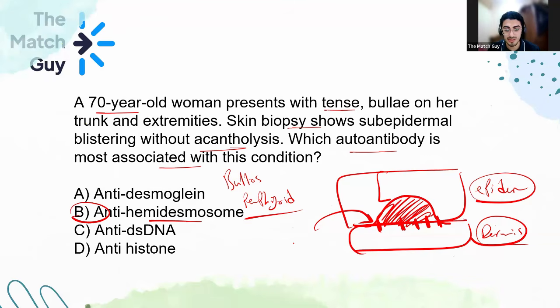And that's why this blister is very tense. It is not easily ruptured. That's why these blisters are Nikolsky negative. And bullous pemphigoid is the only blistering condition that is Nikolsky negative in the USMLE. Okay, amazing.